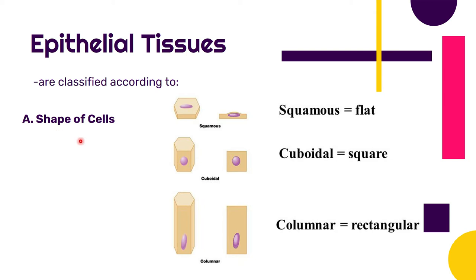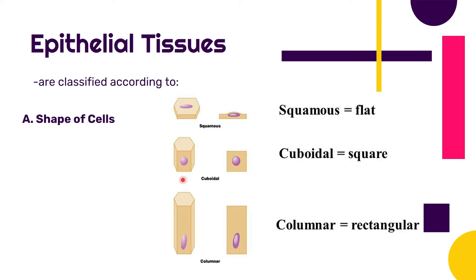We have three. We have squamous. So squamous cells have a flat structure, or according to the module, it's plate-like. A plate is flat, right? So squamous cells are flat cells, flat in shape. Then we also have another shape of cells for epithelium, we have the cuboidal. What is cuboidal? From the word cuboid or cube, meaning it is more square.